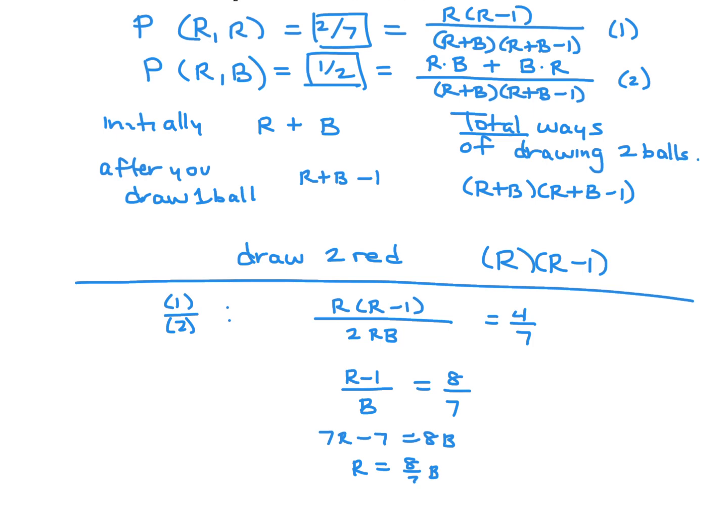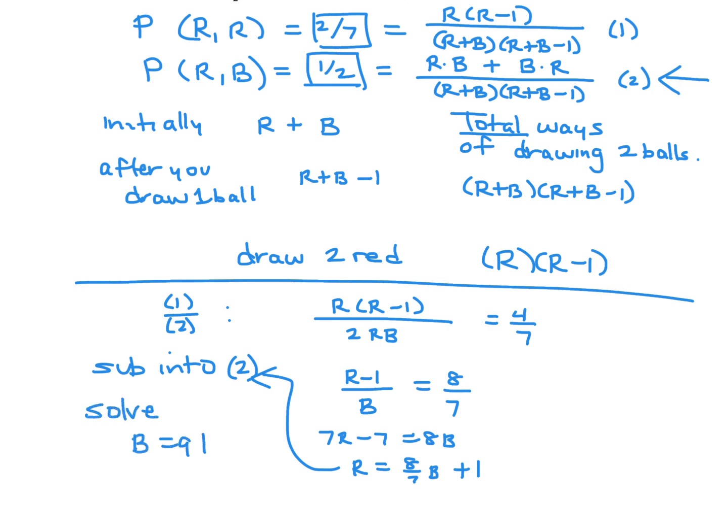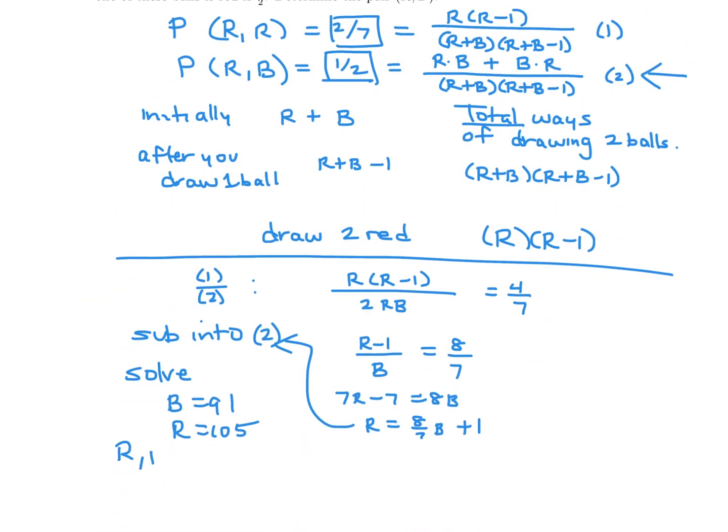Hold on. Let's see if I did this right here. R will be 8 over 7 B plus 1. Yeah. Okay. And then I subbed it back. So sub this into any of those, 1 or 2. We can sub it into 1, let's say, or sub it into 2. Doesn't really matter. And when you do, you sub it back into here and then solve. And I'll let you do that. When you solve, you'll get B equal to 91 and R equal to 105. So what are they asking for? The RB is 105 and 91.